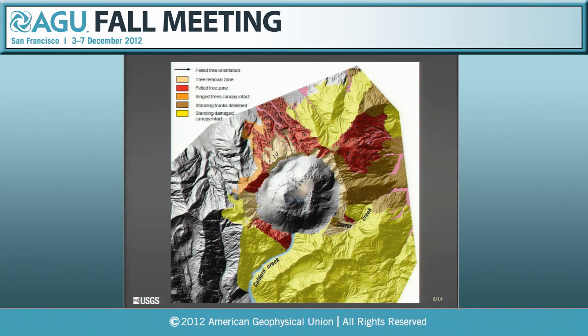Whereas over in this basin, a little bit to the northeast, you actually see that the PDC was flowing parallel to the contour on the basis of these tree orientations before ultimately being guided down. So we take this as evidence that these are pretty mobile currents.